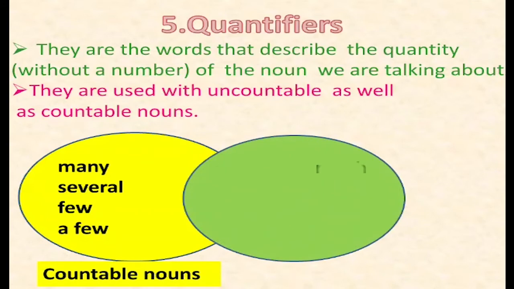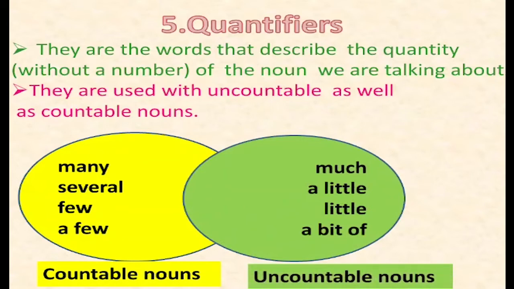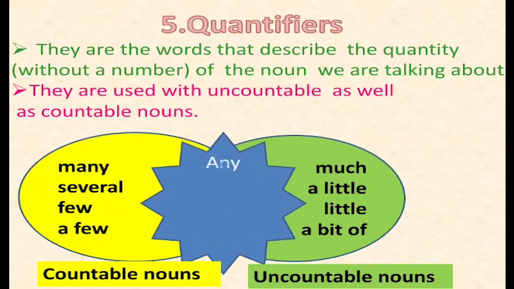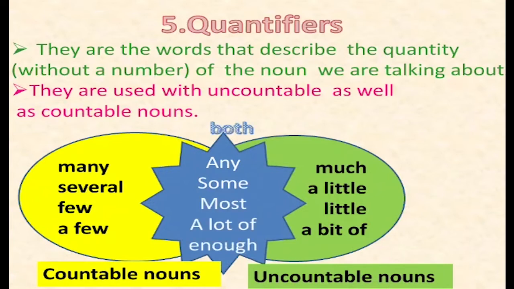And much, a little, and a bit of are used with uncountable nouns. Okay, there are a few quantifiers which can be used both with countables as well as with uncountables, and these, which are common to both countables and uncountables, are any, some, most, a lot of, enough. Okay, so these are some of the quantifiers which can be used both with countable and uncountable nouns.